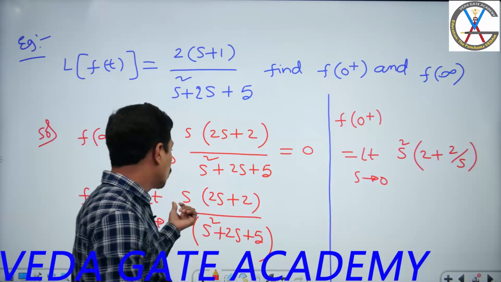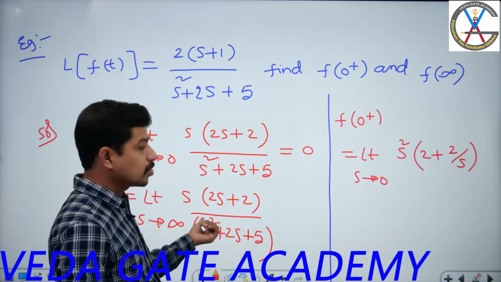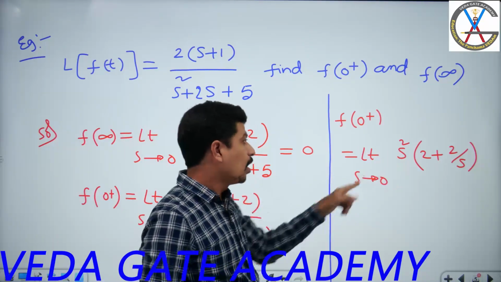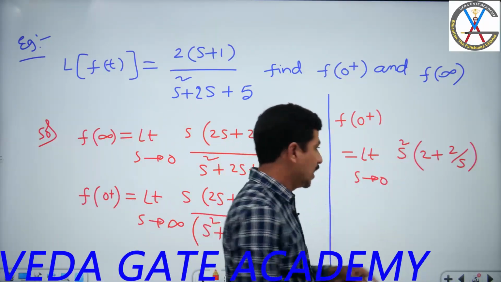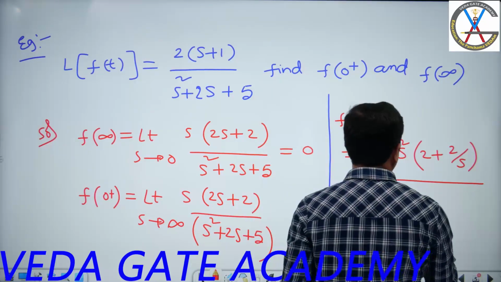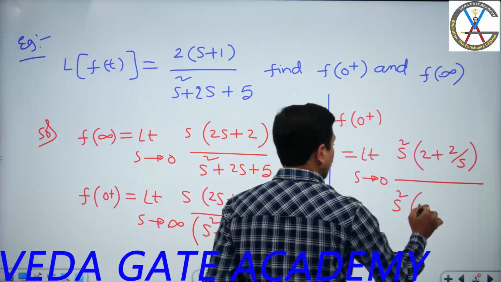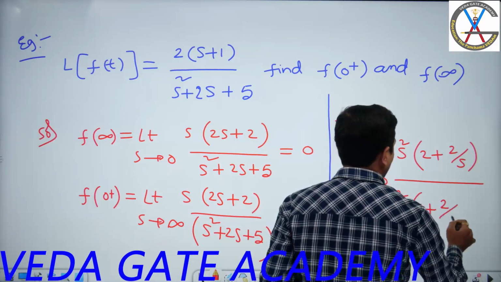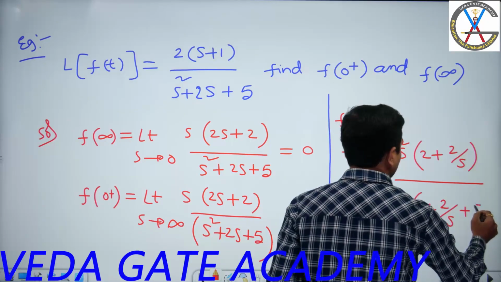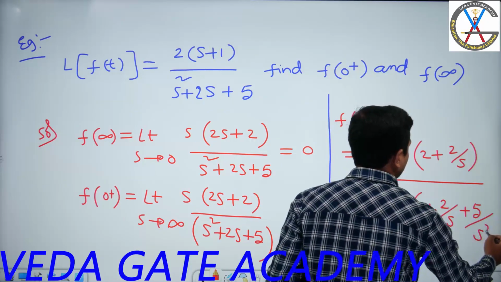Yes, what is this one? 2s square plus 2s. If I take s square common, how much am I left with? 2 plus 2 by s, with s square in the denominator also. How much are we going to get? 1 plus 2 by s plus 5 by s square.